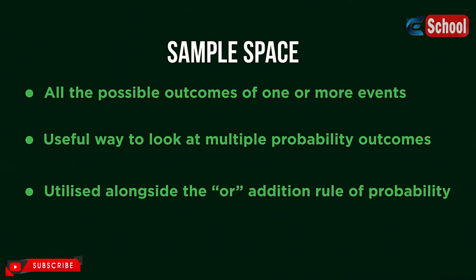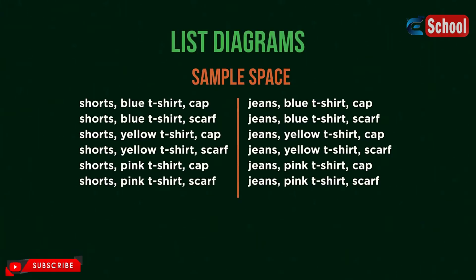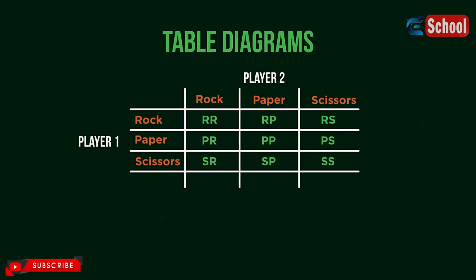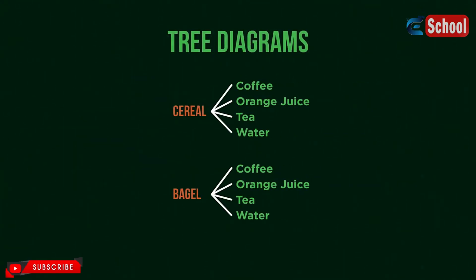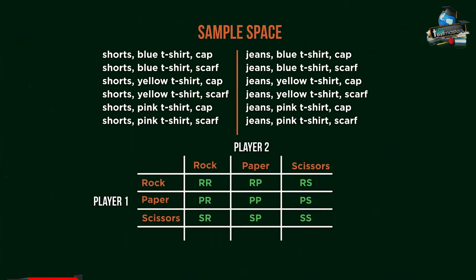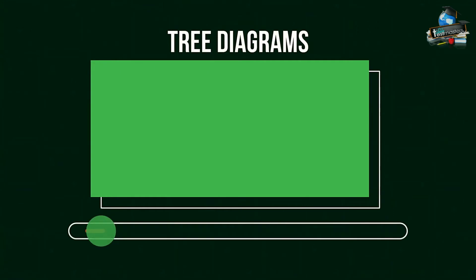There are three ways of presenting this. The first is as a list. The second is in a table, or third as a tree diagram. Here we will focus on lists and tables, but if you want to learn more about tree diagrams, watch this video.